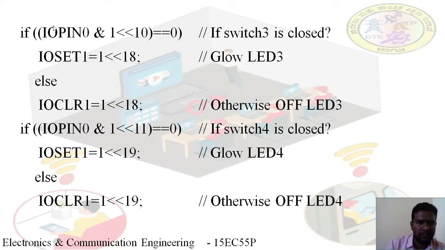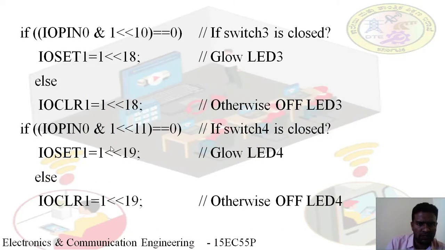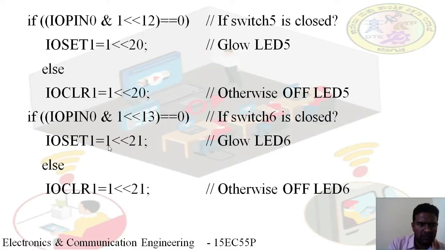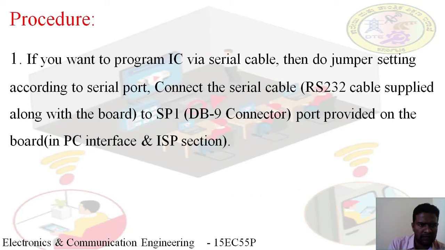In the same way, we will see whether switch 3 is closed using this condition. If this condition is true, we will glow LED 3. If this condition is false, we will switch off the LED. Here we have used the if-else condition checking for all the 8 switches. So this is switch number 4, switch number 5, switch number 6, 7, 8.